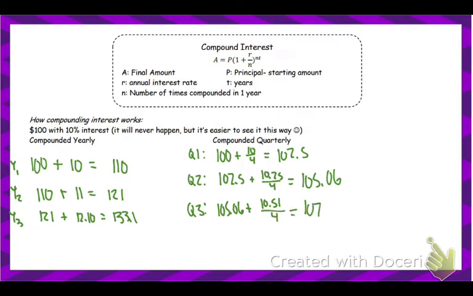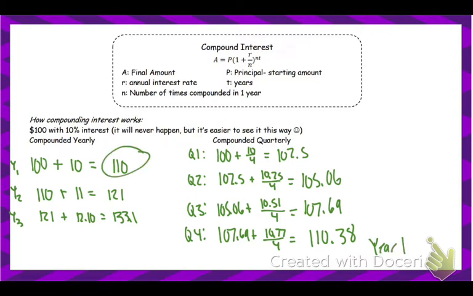You're at $107.69 at the end of the third quarter, which would be now putting us at about the beginning of October. So we've got $107.69. We're going to get that quarter of the interest, which is $10.77. Add that in, and now we have $110.38. Well, the end of the fourth quarter, that is the end of year 1.